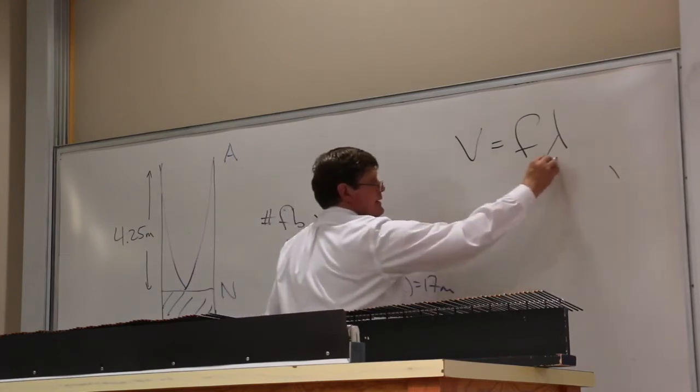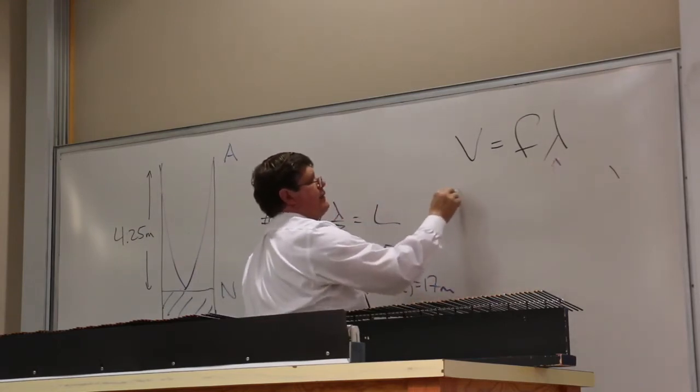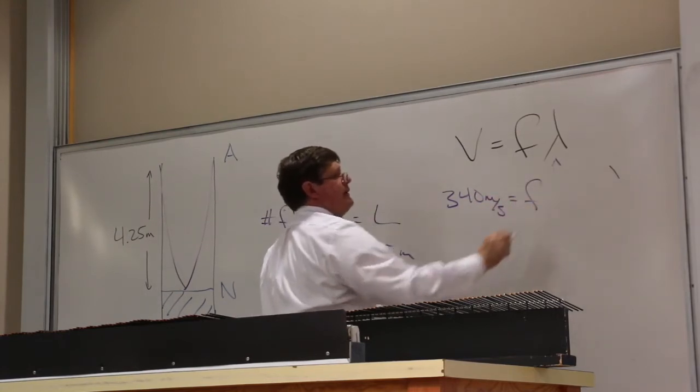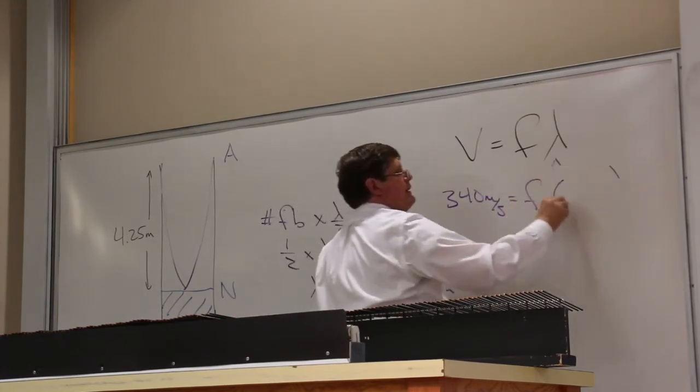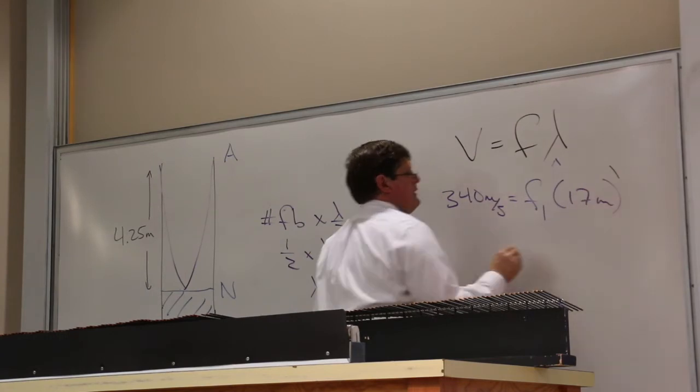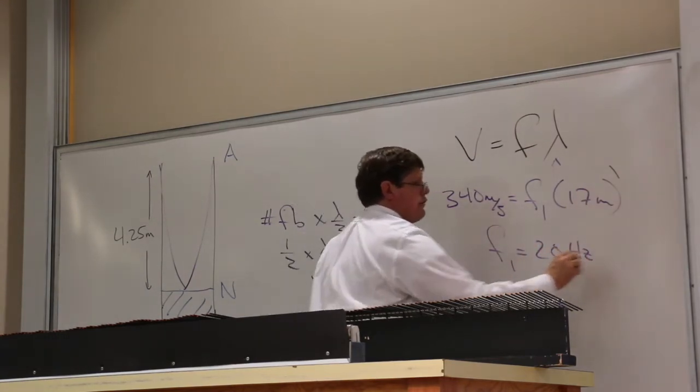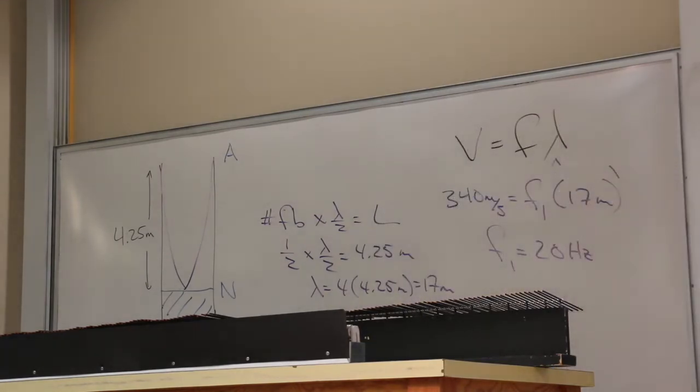I bring that up here, and I say 340 meters per second is equal to F, it's the first harmonic, times 17 meters. That gives me F1 is equal to 20 hertz. See if your neighbor got 20 hertz.